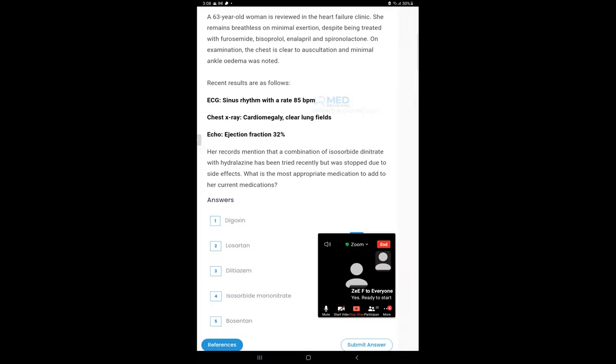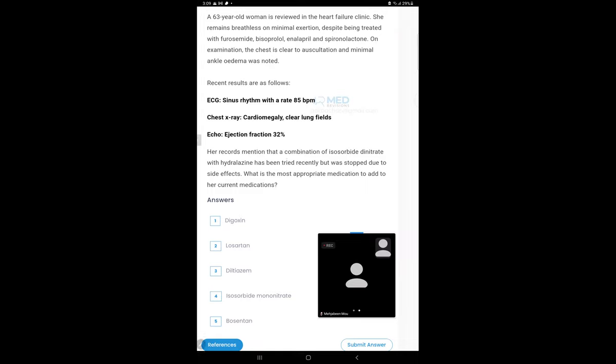To look at where the question starts from. This one says, what's the most appropriate medication to add to her current medications? That's the first question here. When questions like this come in, the first thing for you to do is to see what medications they are already taking and what they're diagnosed with. In order to do that, just move to the sentences above the question.